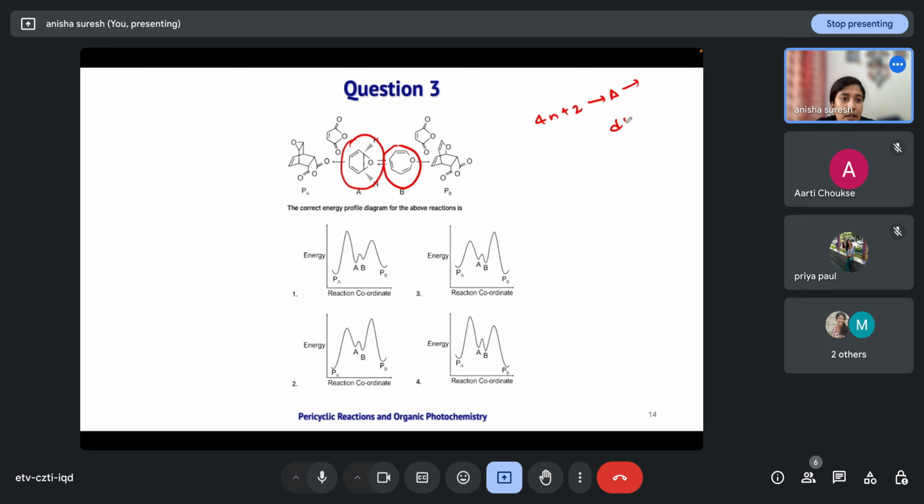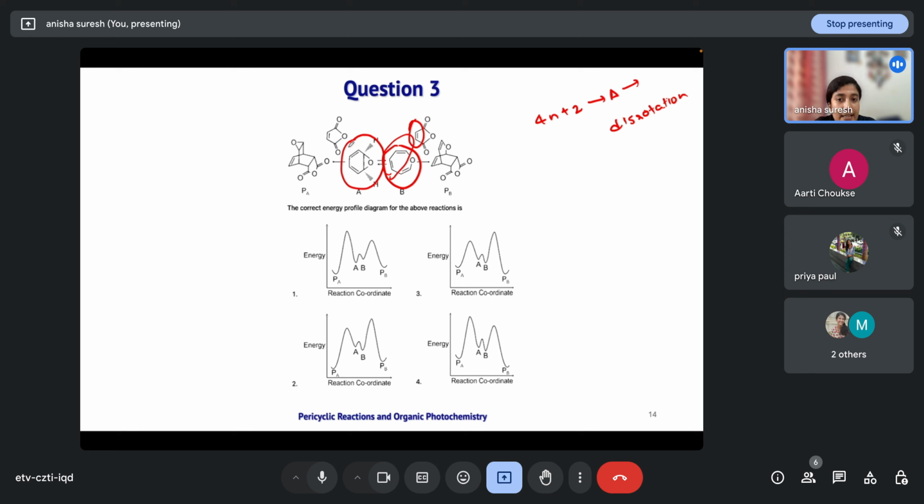Delta, disrotation. It will result in the formation of A. So the stereochemistry of the hydrogens will be coming in cis fashion. Then it is undergoing a Diels-Alder reaction with this as the dienophile, and one of these will be acting as the diene, and it will result in the formation of product PB.